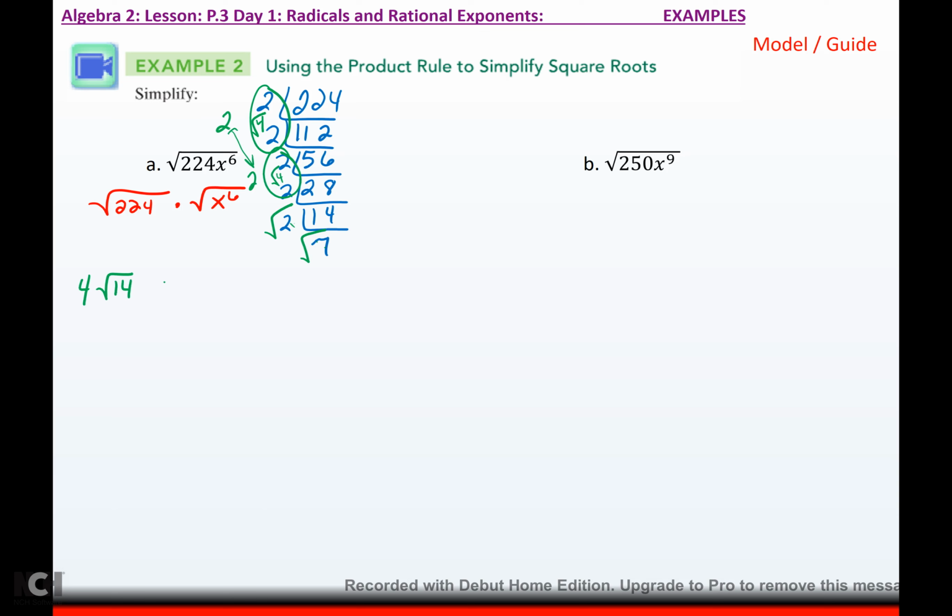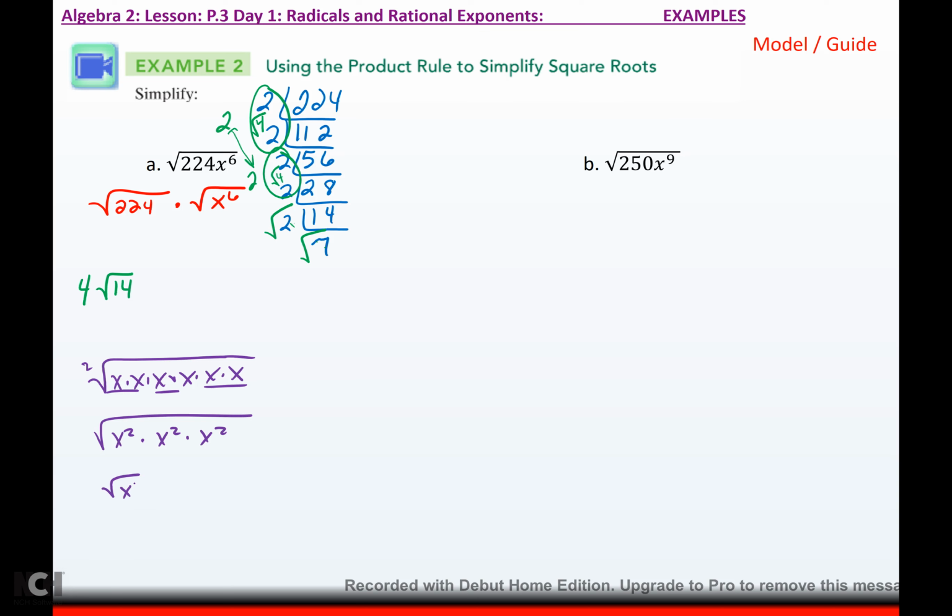Now if I do my variable, you have a couple of ways, and I'm going to show you the long way, and then I'm going to show you the short way. Okay, the square root of x to the 6th, that would be x times x times x times x times x times x. Bundle them, that's x squared times x squared times x squared, because I'm looking for bundles of 2.